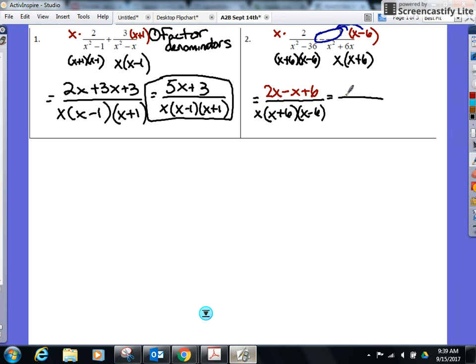Hold on, I was still getting to that part. Okay, I'm just asking about this numerator here. I want to combine everything I can. 2x minus x is x, plus 6. That's good too. Yeah.